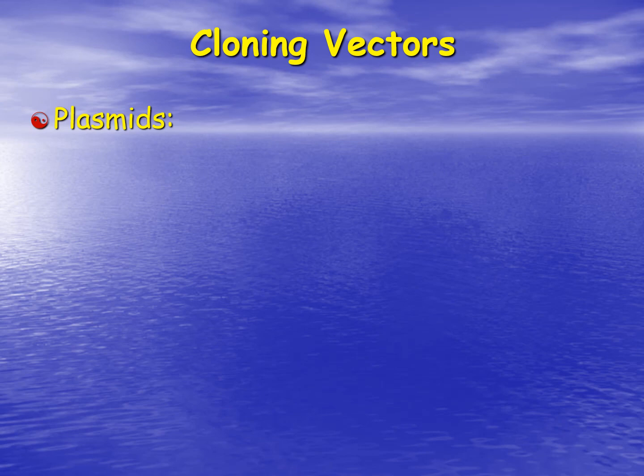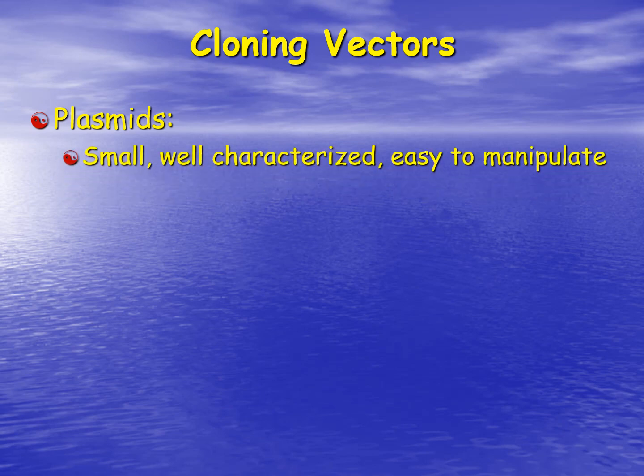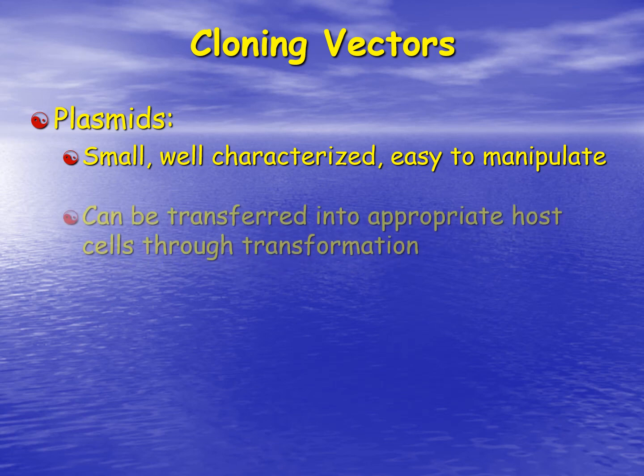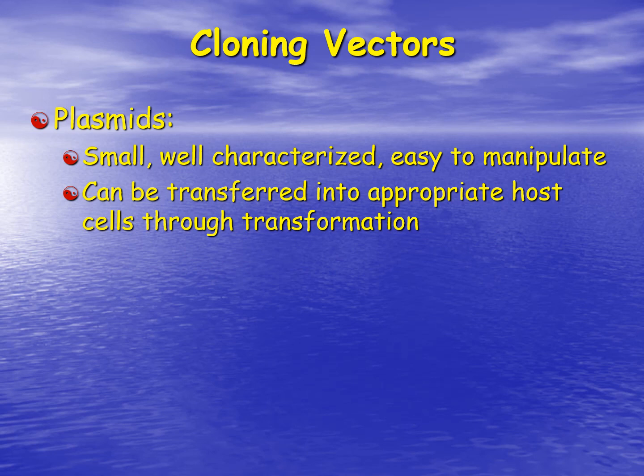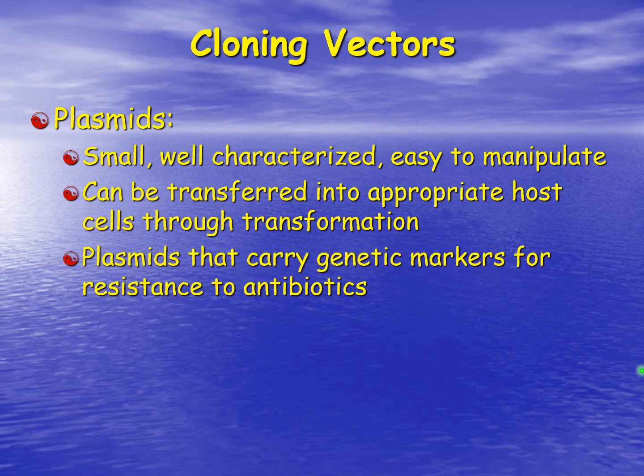Now, cloning vectors include plasmids, and because they are small, well characterized, and easy to manipulate, they make a very nice cloning vector. They can be transferred into the appropriate host cell through an artificial form of transformation. Plasmids that carry genetic markers for resistance to antibiotics are often used in order to study resistance.